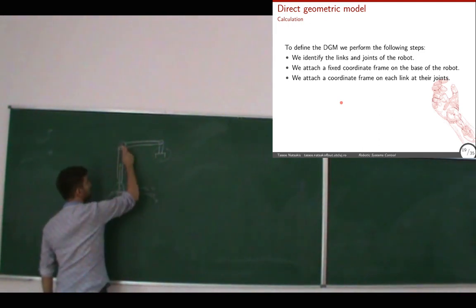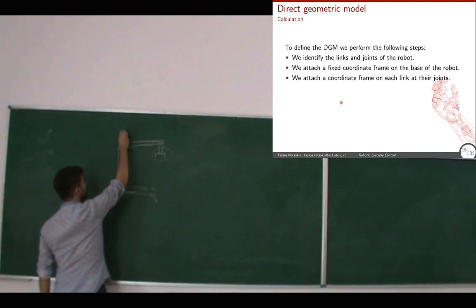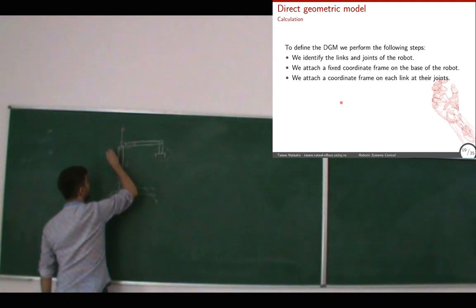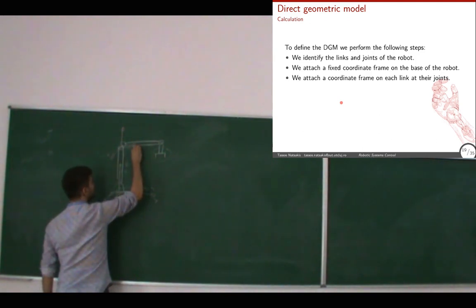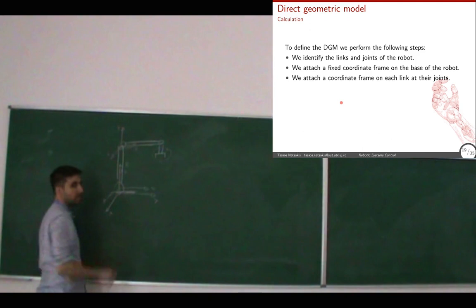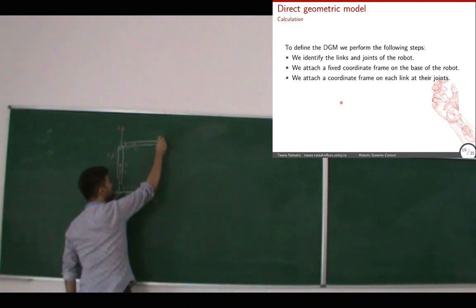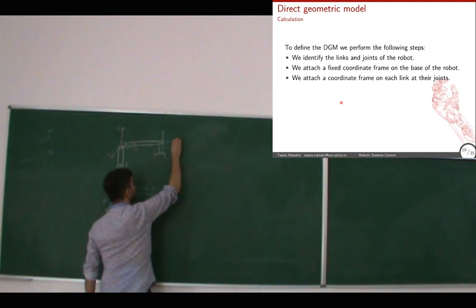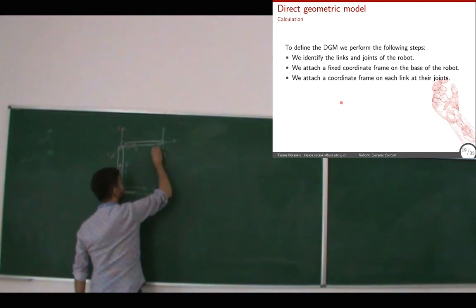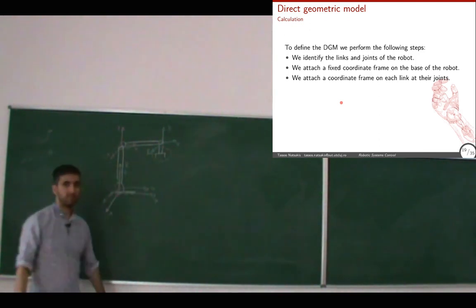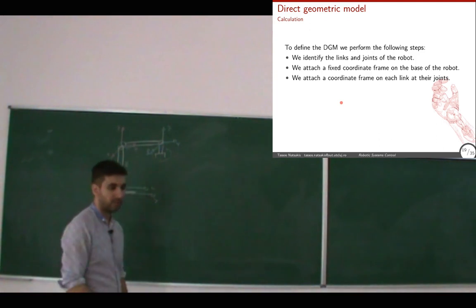Then the second link is this one. Sorry, I add another frame here. So this is X, Y, Z. And the last link is here, and I add a frame here. X, sorry, Y, Z. Okay?